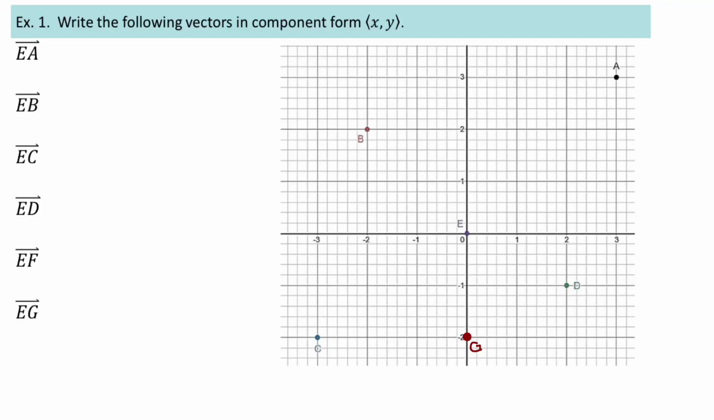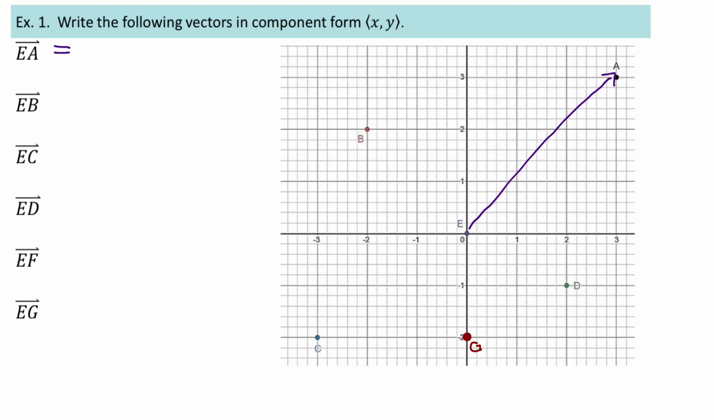Example 1 says, write the following vectors in component form, x, y. So we're going to draw the vector EA. That means I'm starting at point E, and I'm going to draw a ray to point A. And then I'm going to look at the x component and the y component. I'm going to write it in vector notation.